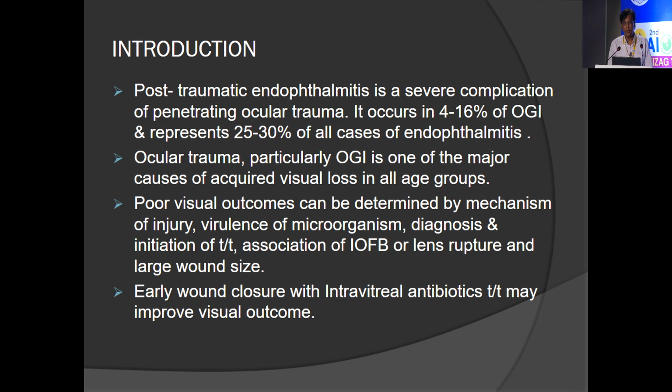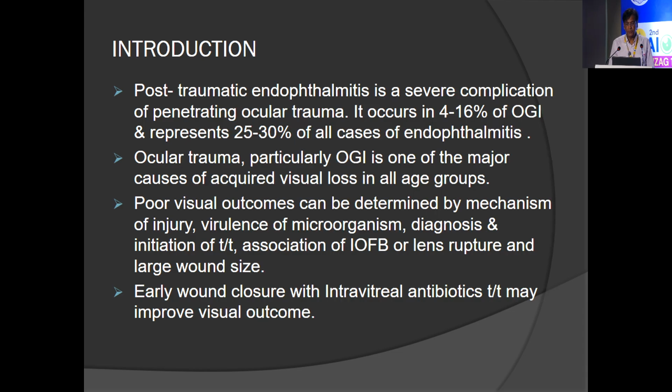Post-traumatic endophthalmitis is a severe complication of penetrating ocular trauma. It occurs in 4 to 16% of open globe injuries and represents 25 to 30% of all cases of endophthalmitis. Ocular trauma, particularly open globe injury, is one of the major causes of acquired visual loss in all age groups.